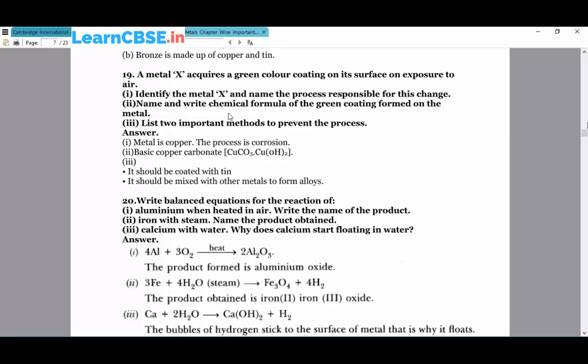Name and write the chemical formula of the green coating formed on the metal. So the basic copper carbonate, that is CuCO3.Cu(OH)2. List two important methods to prevent the process. We can coat with a less reactive metal, and also it can be mixed with other metals to form the alloys.